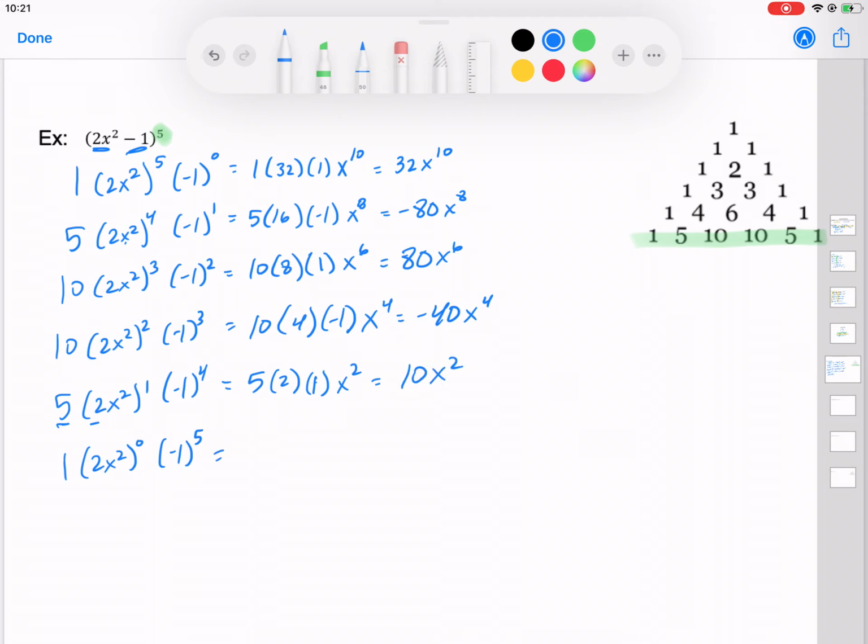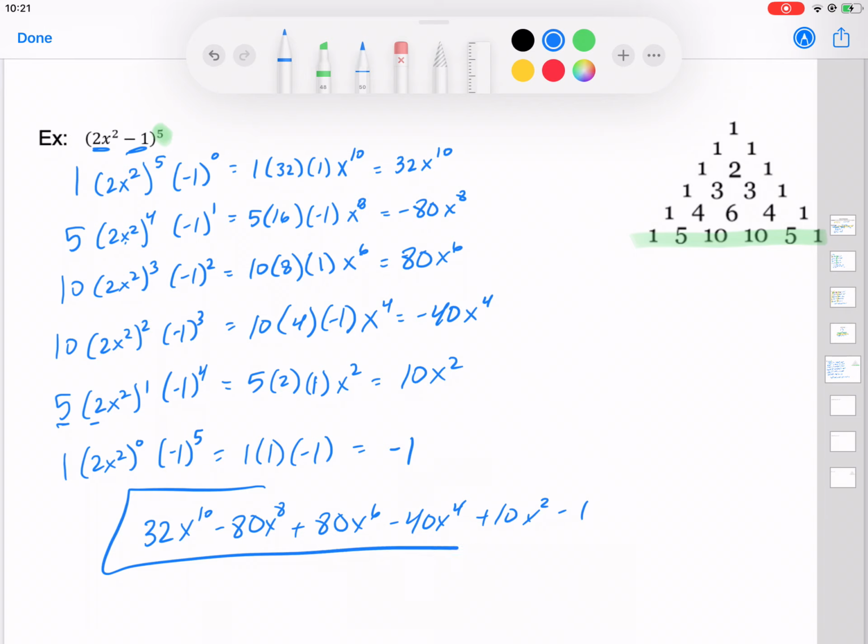And then last but not least, we've got 1 times 2 to the 0 is 1, negative 1 to the 5th is negative 1, and x squared to the 0 is, there's x to the 0, so that's also 1. So we've got negative 1. So the answer would be 32x to the 10th minus 80x to the 8th plus 80x to the 6th minus 40x to the 4th plus 10x squared minus 1.